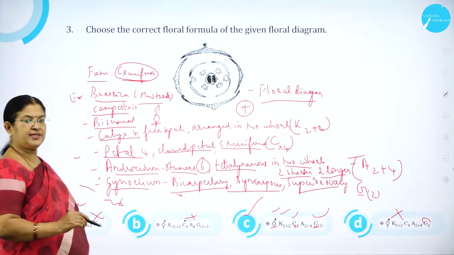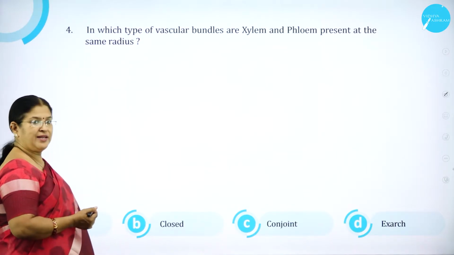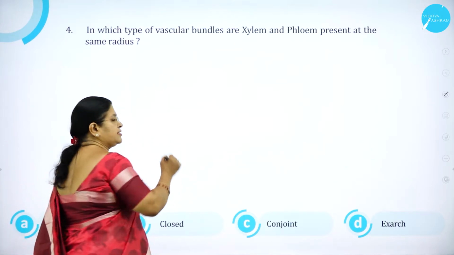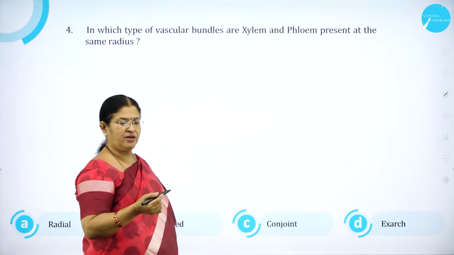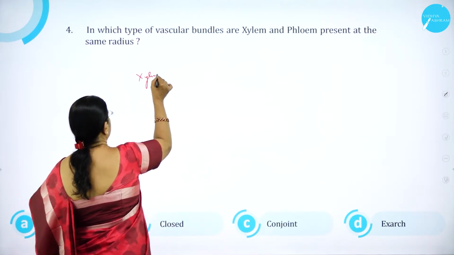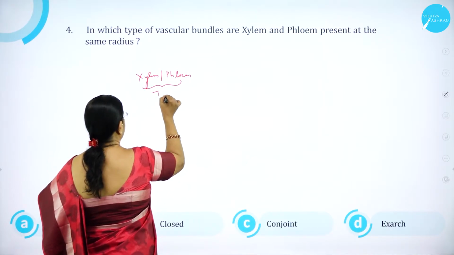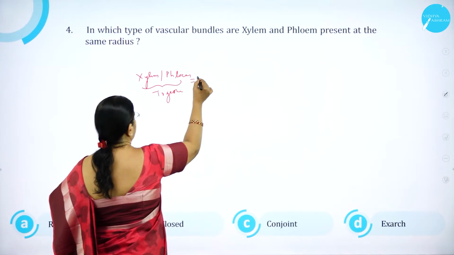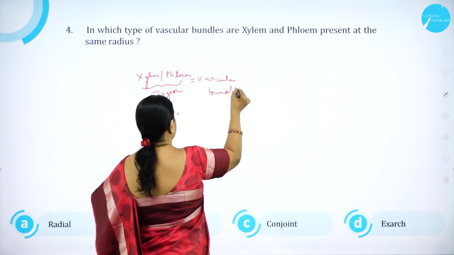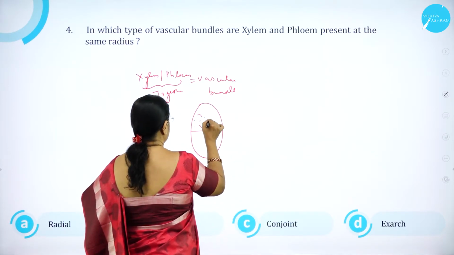Option C is correct. In which type of vascular bundles are xylem and phloem present at the same radius? So when xylem and phloem are found together, we call it a vascular bundle.